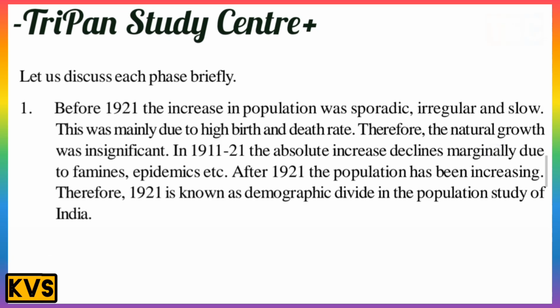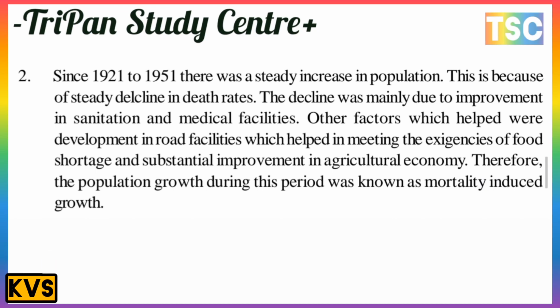Second, from 1921 to 1951, there was a steady increase in the population, and this is because of a steady decline in the death rate. The decline was mainly due to improvement in sanitation and medical facilities. Other factors which helped were the development of road facilities, which helped in meeting food storage needs, and substantial improvement in agricultural economics. Therefore, the population growth during this period was known as mortality-induced growth.